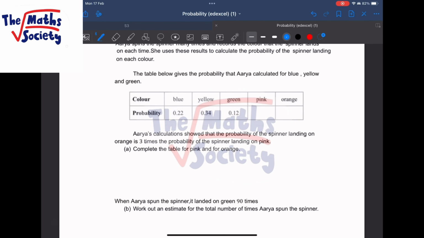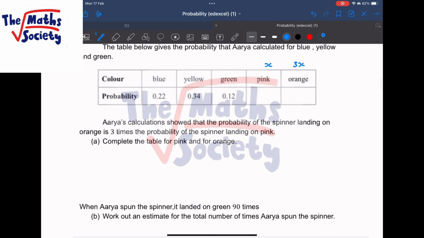Aria's colors show the probability of the spinner landing on orange is 3 times that of pink. So we can just give it as 3x and x, because it says 3 times. And we know that the total probability is 1, right? So we can find pink and orange. So that would be 4x plus 0.22 plus 0.34 plus 0.12. That is equal to 1. So 4x equals 0.32. x should equal 0.08. So 3x, orange, would be 0.24.